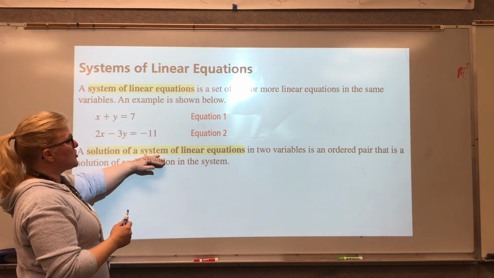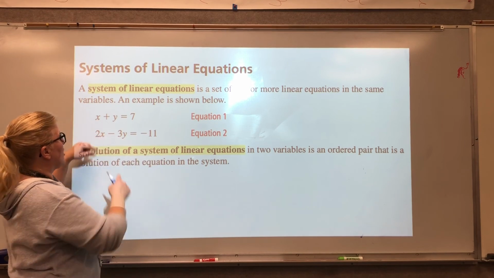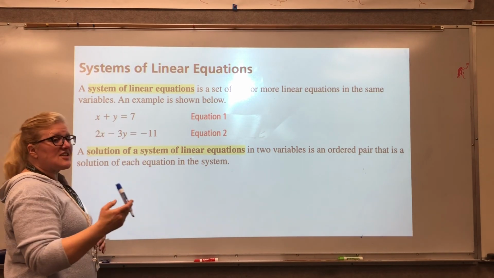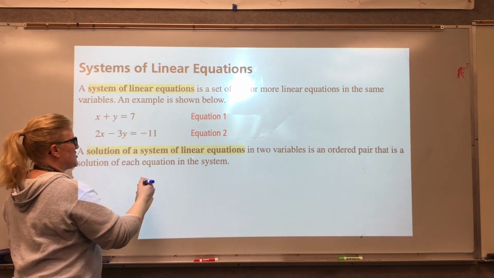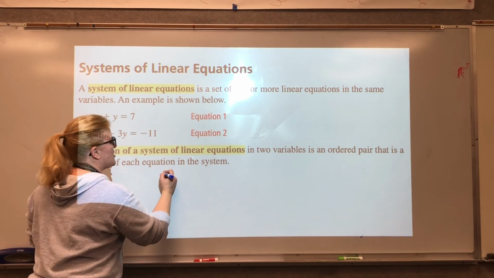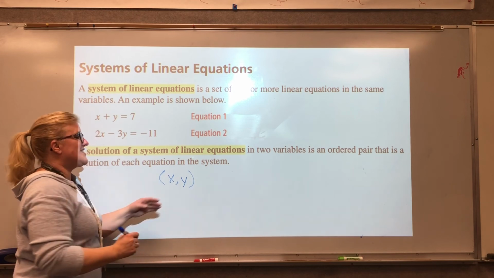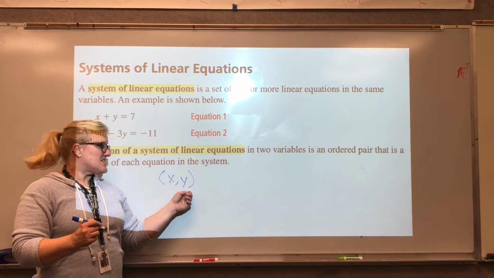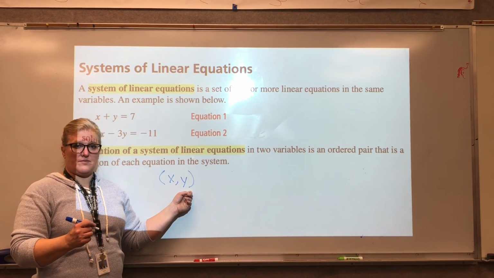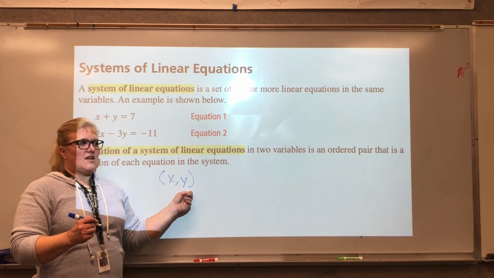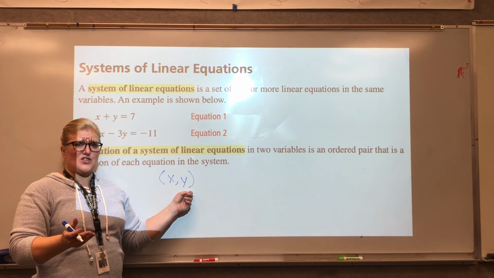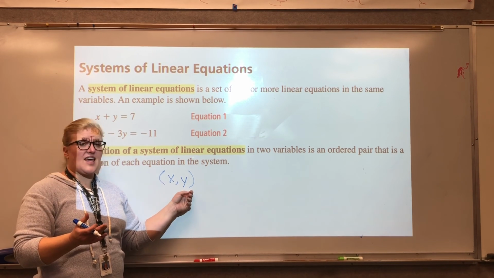A solution of the system in two variables, x and y, is an ordered pair that is a solution of each equation in the system. So your answer to a system is a coordinate like this. If you get x equals 0 and that's the only answer you get, then something's wrong because you need an x and a y.